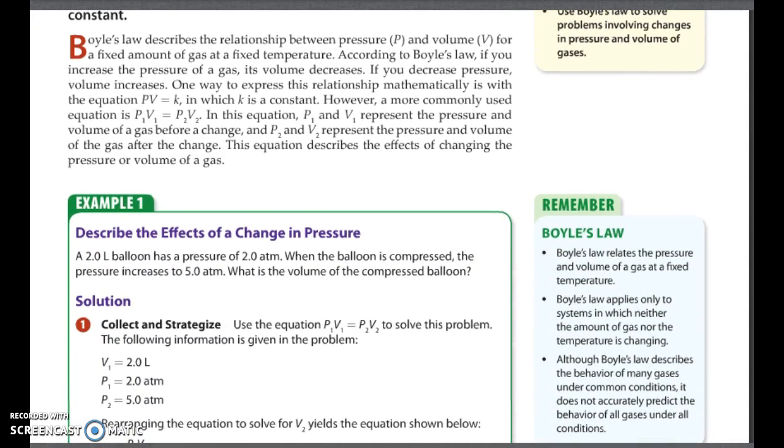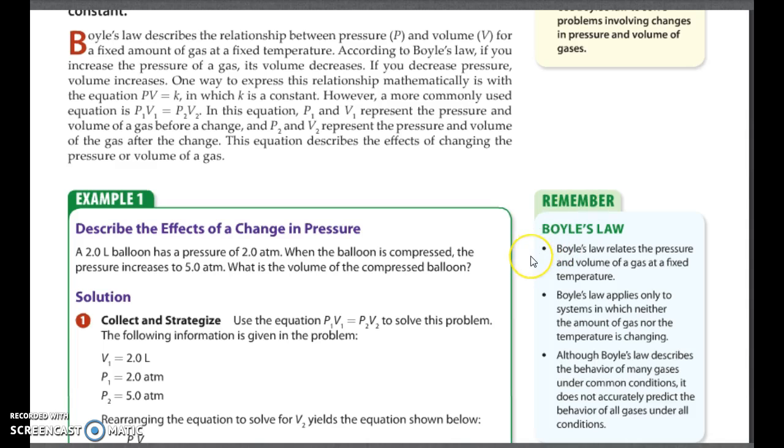Example 1. Actually, let's read this first. Remember, Boyle's law relates the pressure and volume of a gas at a fixed temperature. Boyle's law applies only to systems in which neither the amount of gas nor the temperature is changing. Although Boyle's law describes the behavior of many gases under common conditions, it does not accurately predict the behavior of all gases under all conditions. Basically, there are some exceptions, which we'll talk about later.